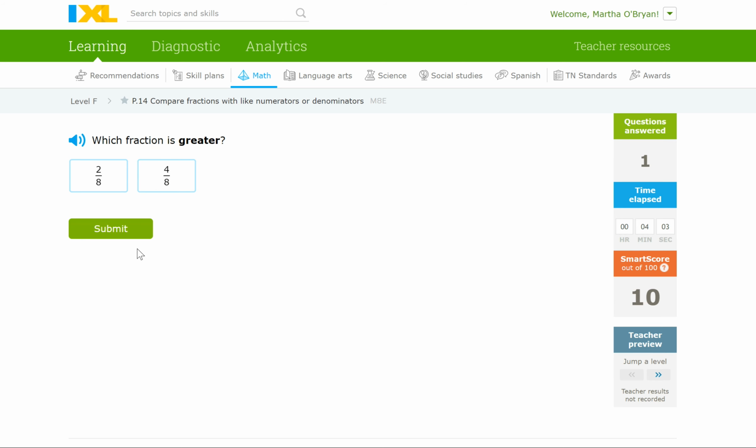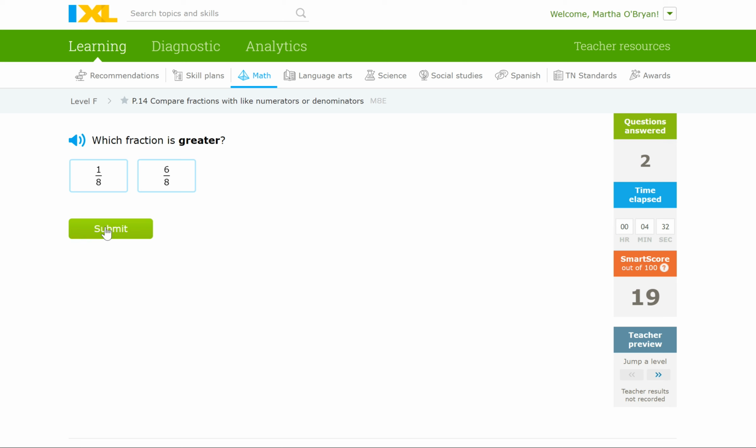This one is the same type of question, so the denominators are the same. You have 8 for the denominator for each. The question asks which fraction is greater, so because the denominators are the same, do you have 2 pieces that are 8th size pieces, or do you have 4 pieces that are 8th size pieces? Well, 4 is more than 2. 4/8 is the greater fraction.